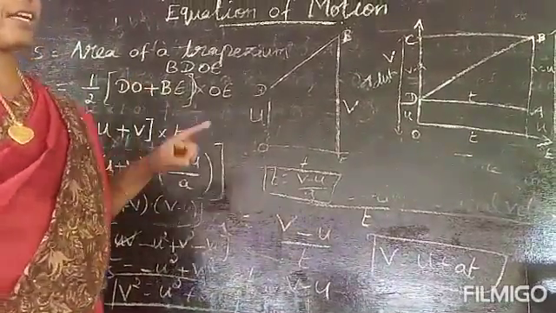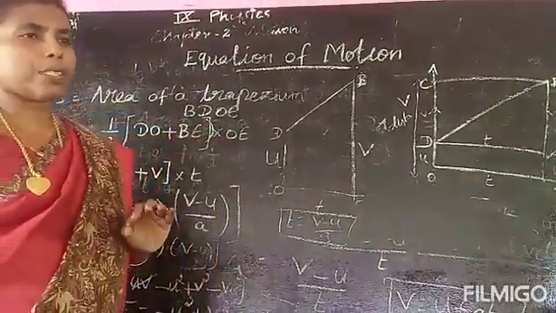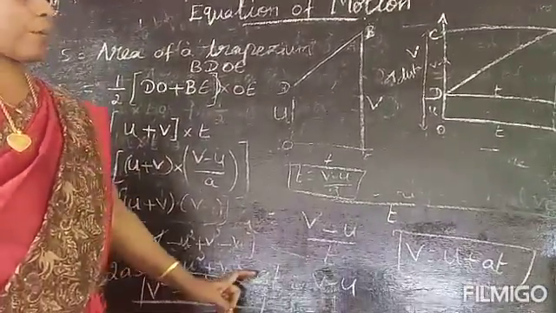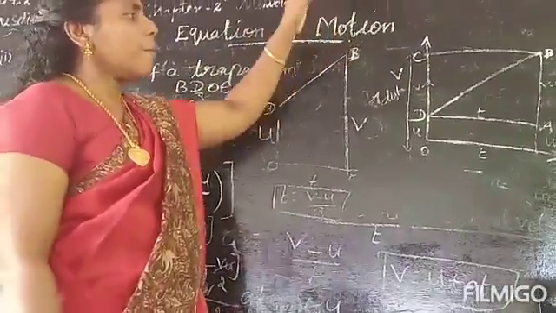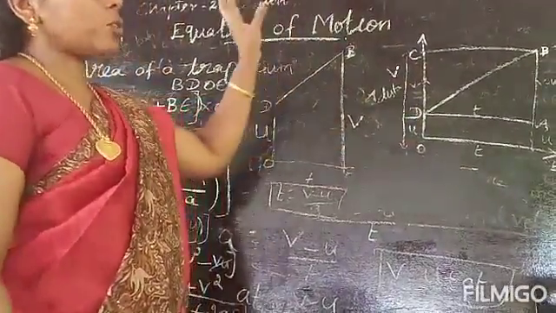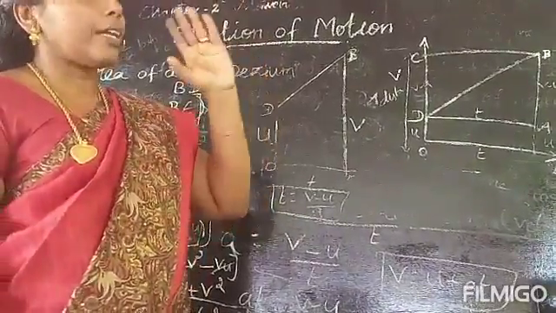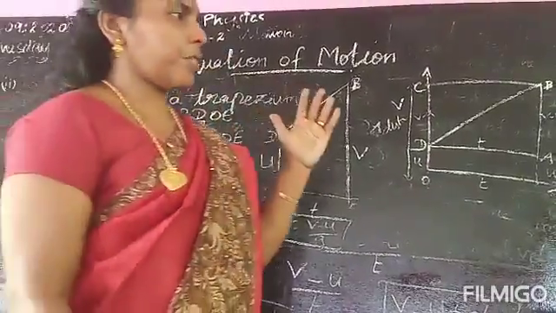First equation, V equal to U plus AT. Second equation, S equal to UT plus half AT square. Third equation, V square equal to U square plus 2AS. So this is a very important question, equations of motion. By using this graph, we have to derive the three equations. First you have to write the equation and each letter you should know. Then you have to derive the equations one by one.